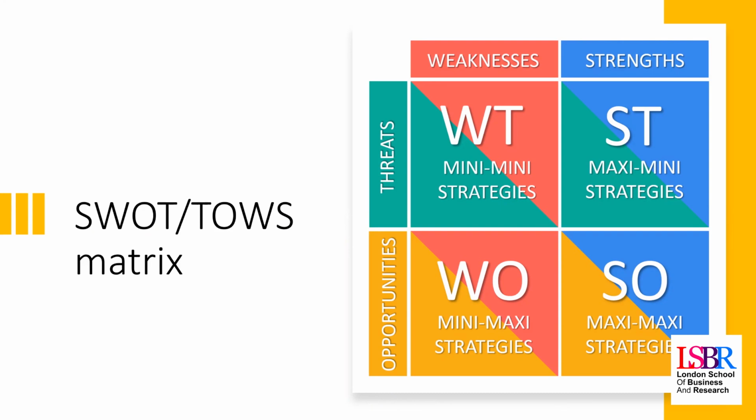You might combine weaknesses and opportunities to come up with what's called mini-maxi strategies. So these are minimizing weaknesses and maximizing opportunities. And then finally, you might combine strengths and opportunities to maximize your strengths and maximize your opportunities. Okay, so this can help you provide structure to your answer. It might be something you may wish to consider. Again, it's not compulsory, but it's an additional thing you might want to consider if you are doing the SWOT analysis for your assessment.